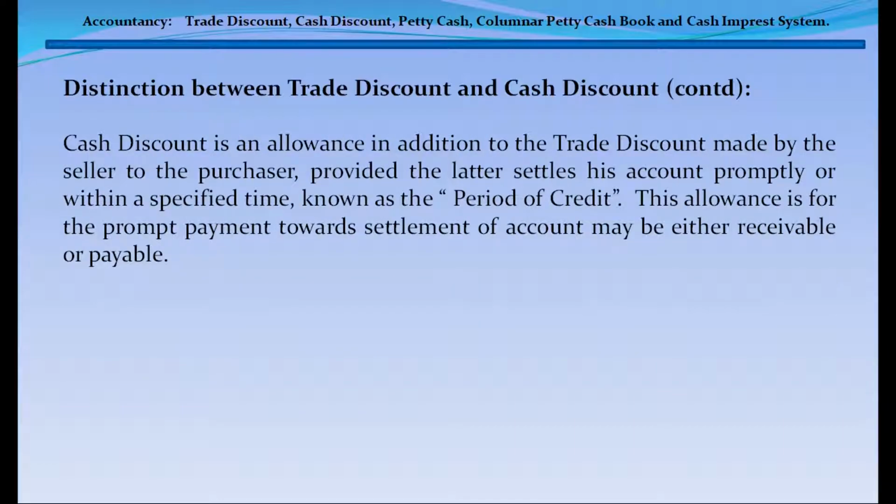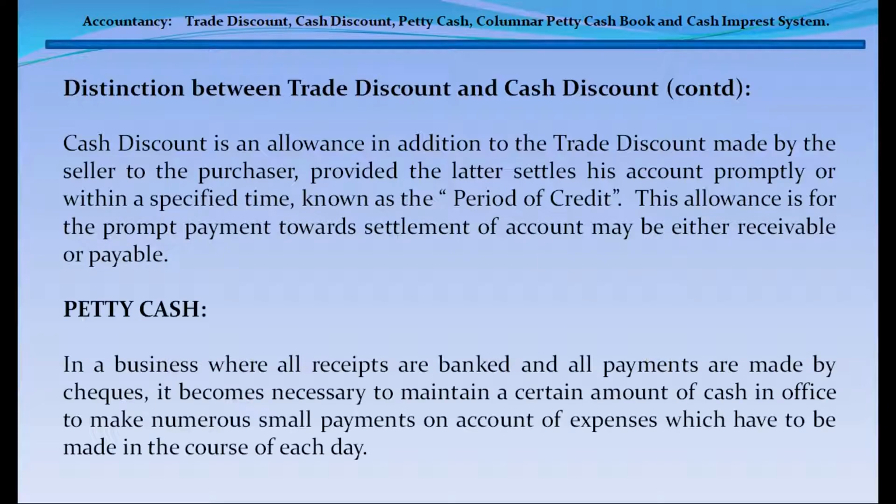Cash discount is an allowance in addition to the trade discount made by the seller to the purchaser, provided the latter settles his account promptly or within a specified time known as the period of credit. This allowance for prompt payment towards settlement of account may be either receivable or payable.